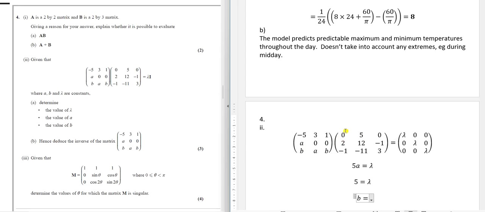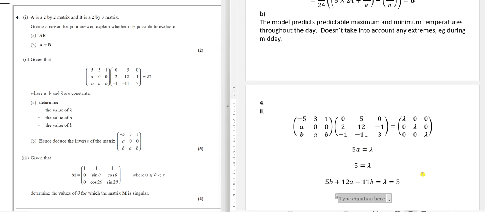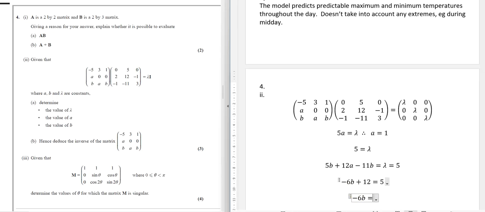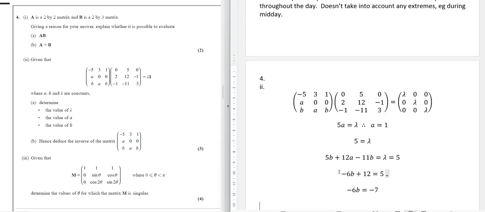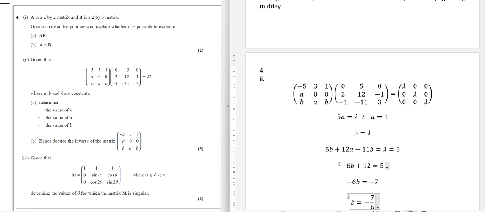So we'll go with the second column so that we actually have an entry for that one. 5b plus 12a minus 11b has to be equal to lambda again. But now we know that lambda is 5, and we also know that a is 1. So that's going to help us out. We'll have minus 6b plus 12 ones is equal to 5. So minus 6b is equal to minus 7. B is minus 7 over 6.